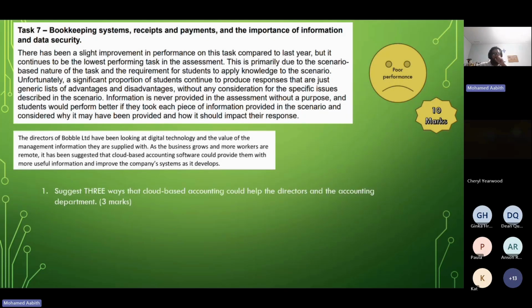So they're giving you the first question there. Suggest 3 ways that the cloud-based accounting could help the directors and the accounting department. So what are you going to say about the cloud accounting? First thing you're going to say here: by basing the accounting in cloud-based software, it makes it accessible from anywhere with credentials. That is really good because the directors want to be on top of their information there.